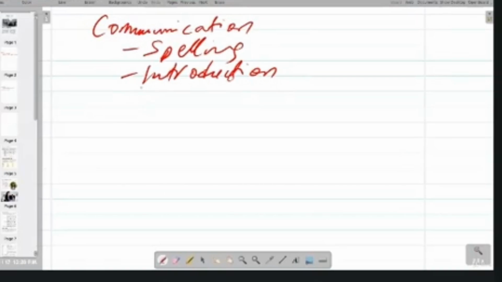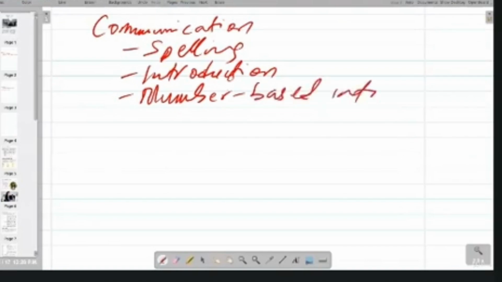You're going to be able to provide number-based information. You'll be able to use numbers to provide information. So just say number-based info. So yeah, you'll be able to tell, for example, the population of your country, the population of certain countries. You should be able to do that in French.